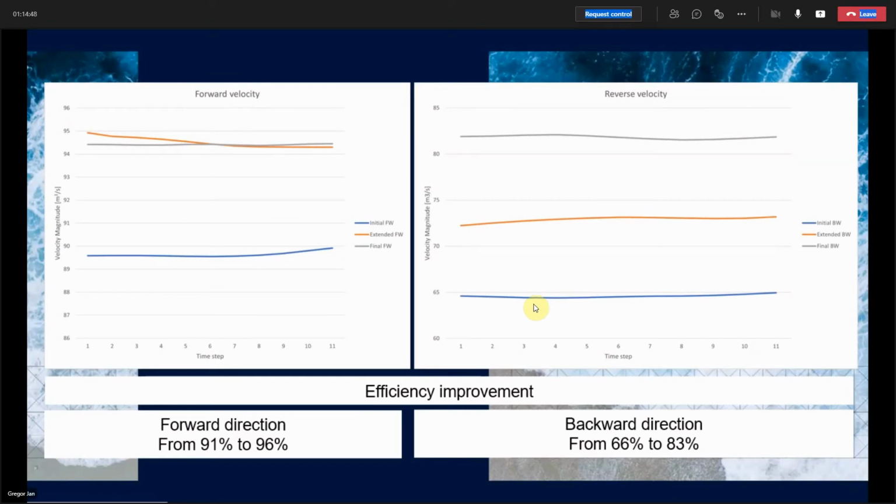And here are the results. The forward velocity was quite good, almost 90 in the initial phase. These blue ones are the initials, and then we got some 5 cubic meters of flow more on the forward velocity, and on the reverse velocity we got much more, from 65 to 82. And Alpo is continuing with the tests of the tunnel.